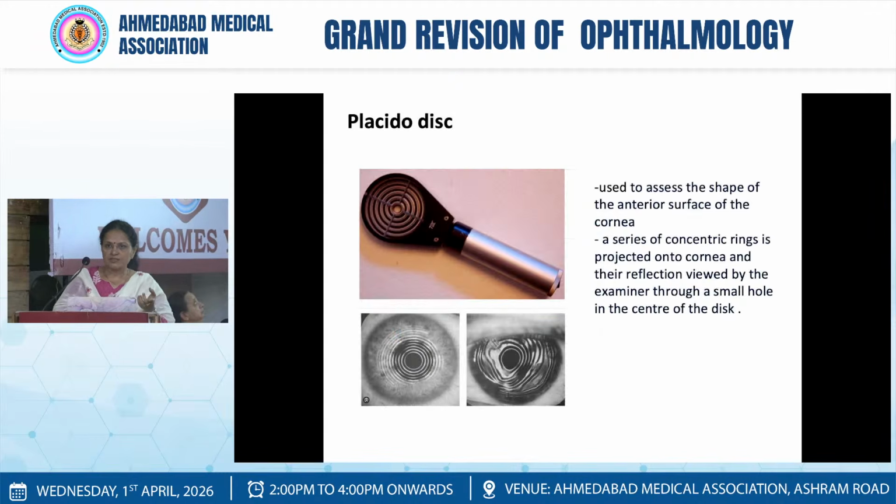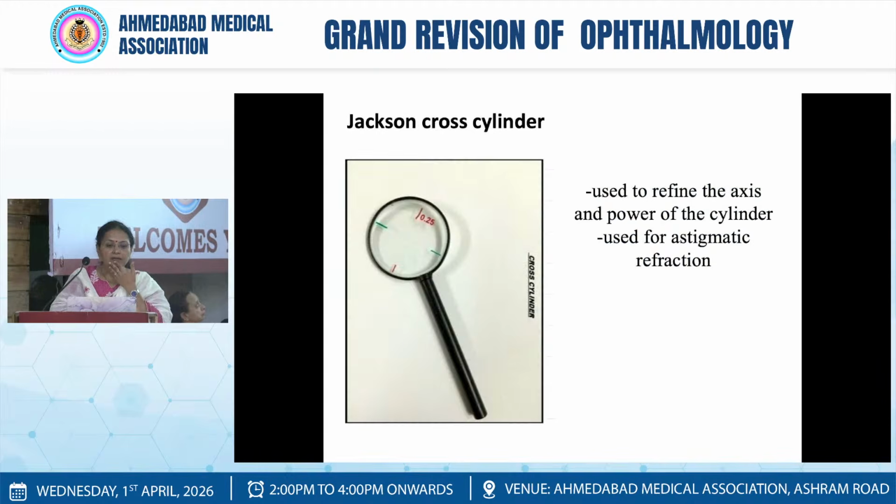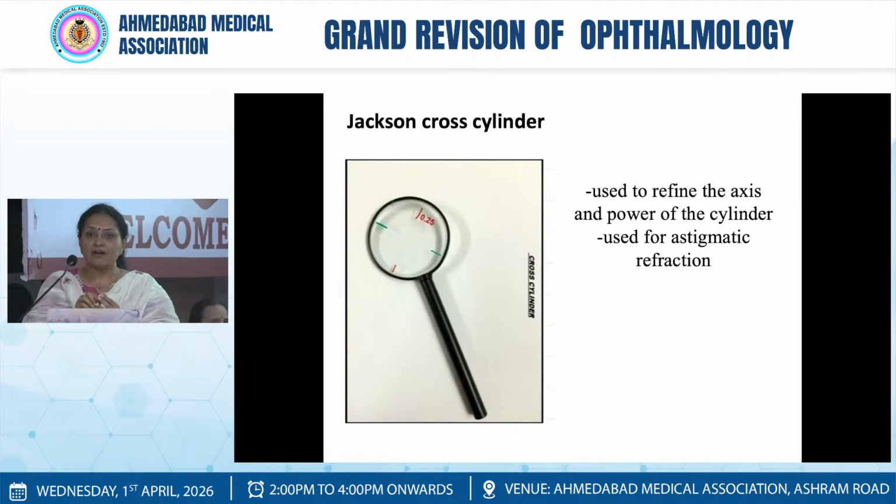Then placido disc, now they are not keeping it. Then Jackson cross cylinder. So it is like this and it has 4 lines. After giving the correction, it is used to refine the axis and power of the cylinder.